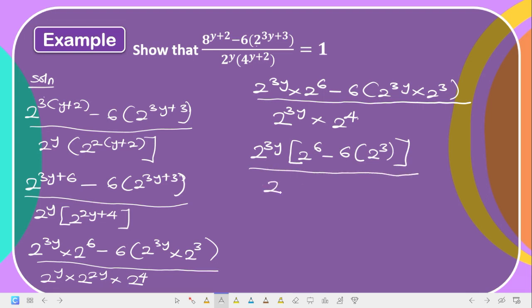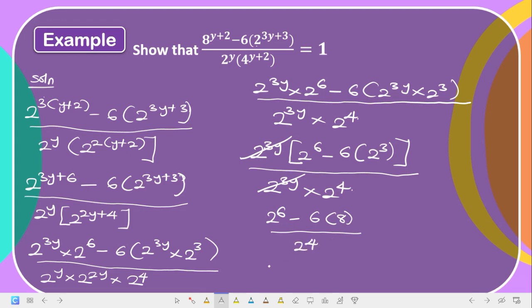Then all over. Here we have 2 raised to the power of 3y times 2 raised to the power of what? 4. Now, 2 raised to the power of 3y can cancel 2 raised to the power of what? 3y. True or false? True. So what are we left with here? 2 raised to the power of 6. So this gives us 2 raised to the power of 6 minus 6 bracket 2 raised to the power of 3. 2 raised to the power of 3 is what? 8. Divided by 2 raised to the power of 4.